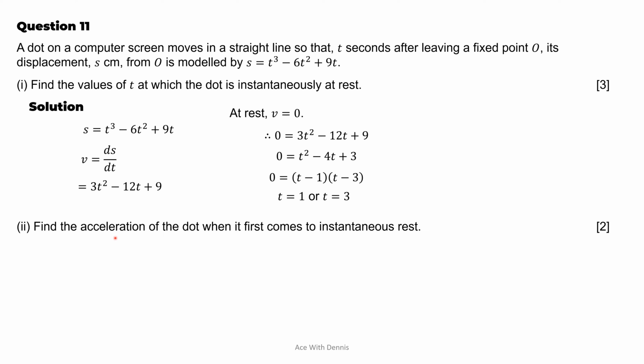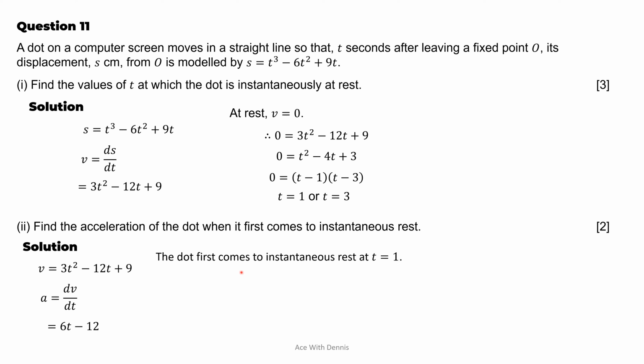Part 2. Find the acceleration of the dot when it first comes to instantaneous rest. 2 marks. Okay, here's the solution. We have the equation of the velocity, v equals 3t squared minus 12t plus 9. In order to get the acceleration, we have to differentiate the velocity. So dv over dt, for this case, we get 6t minus 12.